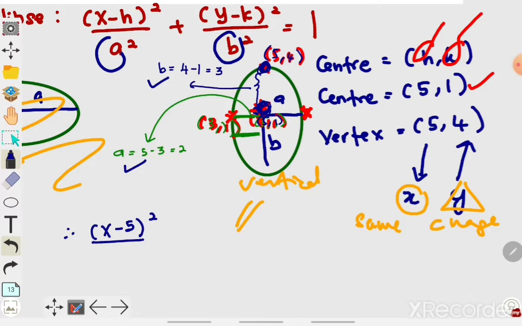So a equals 2, so 2 to the power of 2 is equal to 4. Then plus (y minus k) squared over b squared, where b is equal to 3, so 3 to the power of 2 is equal to 9. Then equals 1. So this is the final answer for number 18C.